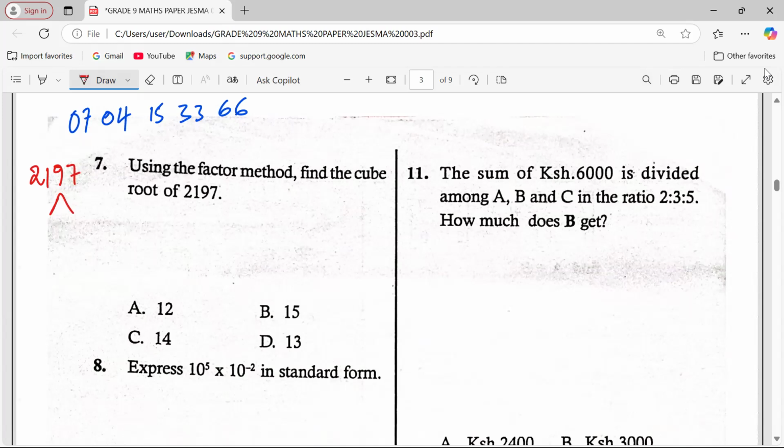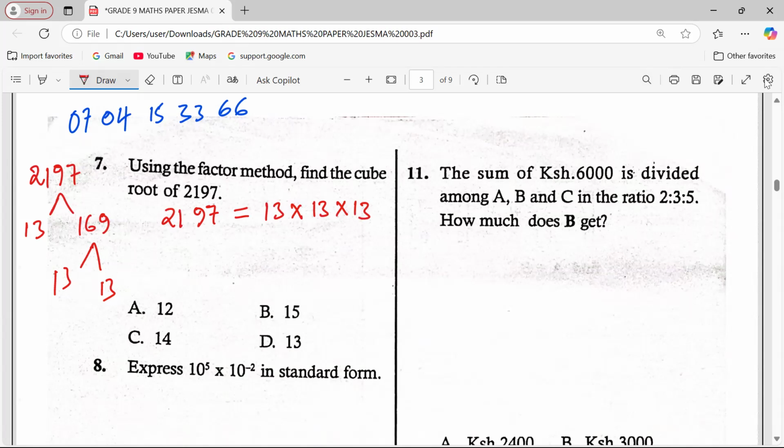This number, again, is not divisible by 5. It is also not divisible by 7, and it is also not divisible by 11. Therefore, the least prime factor which can divide 2197 is only 13. So when we divide by 13, we get 169. So we go again by 13, and this becomes 13. Therefore, 2197 is equivalent to 13 by 13 by 13.